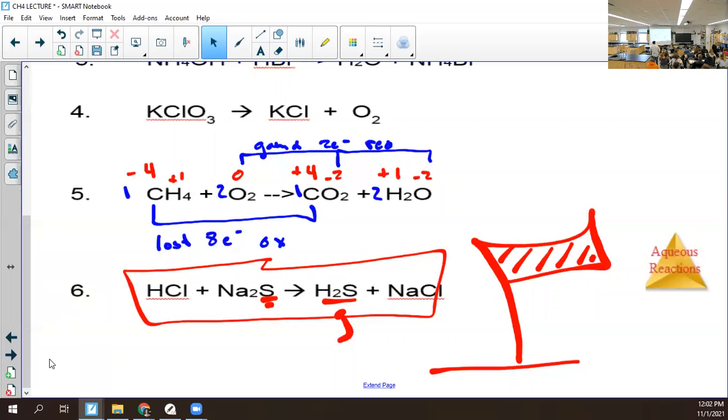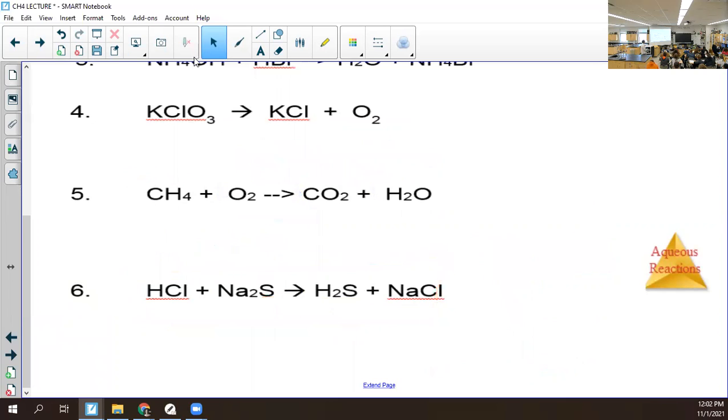Everything with a single element is a redox reaction. Now, I will say not every redox reaction has a single element, but the other way is true. So no single element, probably not a redox. To double check, you would just assign charges and no charges changed.